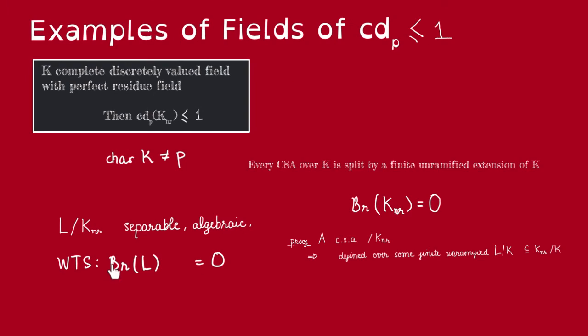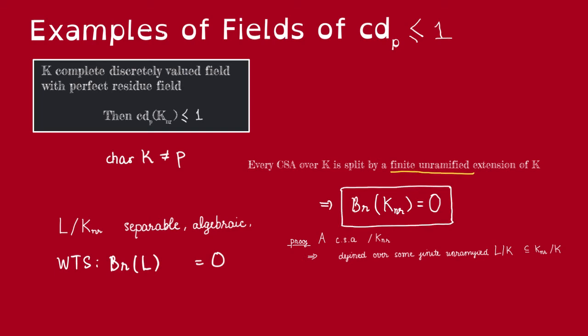Well, to do this, to prove that this is equal to 0, we need to review a little bit about central simple algebras over a complete discrete valued field with perfect residue field. So the key theorem is that every central simple algebra over such a field must be split by a finite unramified extension of K. A corollary of this is that the Brauer group of the maximal unramified extension of K must vanish, must be trivial.